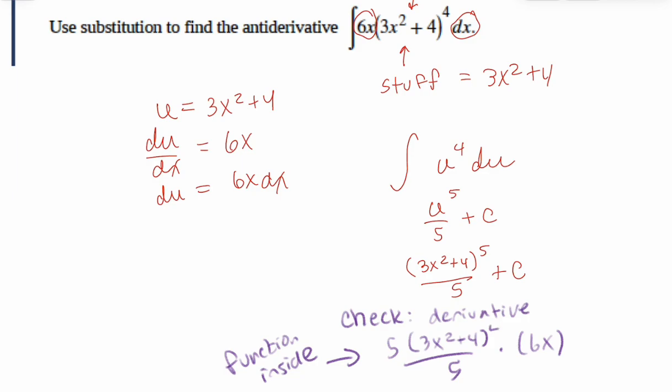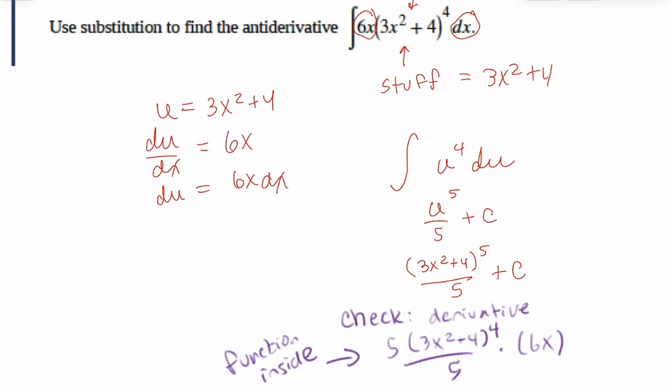Is that the function that we see inside of the original? Did it right? Yes, it is. So what do we get? The 5's go away. We have a 6x. You're not going to see the dx when you do that differentiation, but you should see that 3x squared plus 4 to the fourth, 6x. We see a 3x squared plus 4 to the fourth times a 6x.